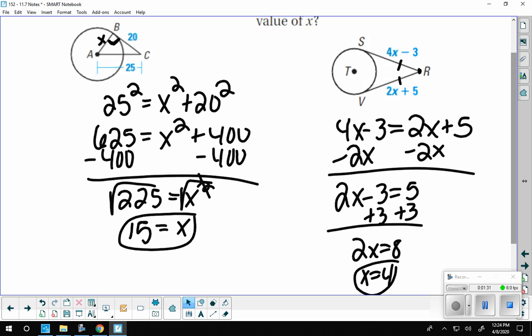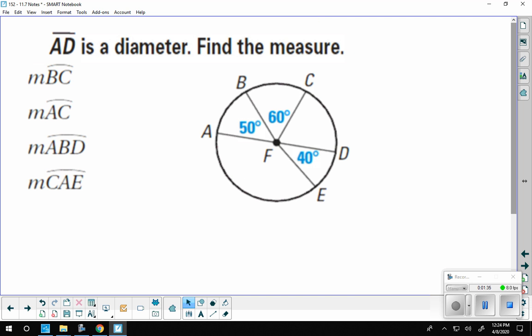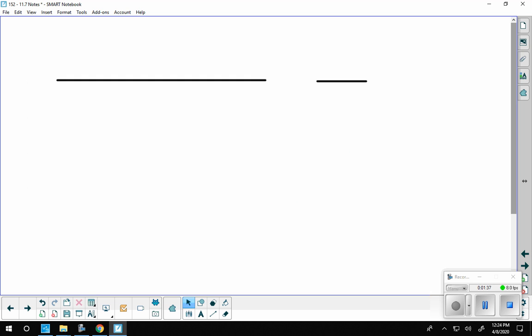All right, so those were just two warm-up problems. I'm not going to do the third one. I think I'm going to delete this off of your notes so you don't have to worry about it.